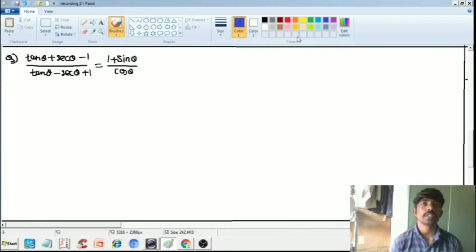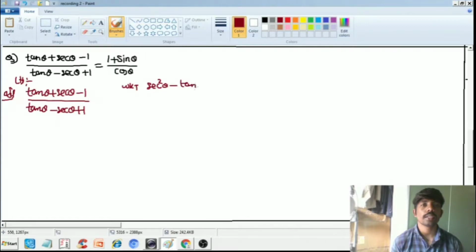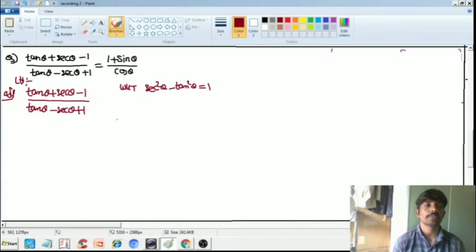I am considering LHS. This is the LHS: tan theta plus secant theta minus 1, by tan theta minus secant theta plus 1. Try to prove RHS. We know the identity, secant square theta minus tan square theta is equal to 1. I am substituting that in the place of 1.